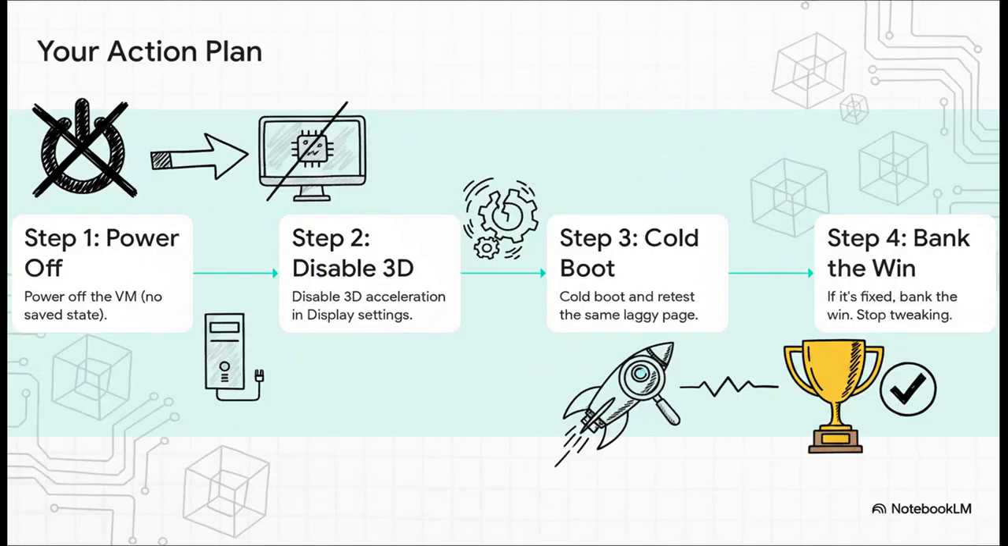Okay, let's bring it all home. Here is your concrete action plan. This is what you should do the second this explainer is over. Power off the VM, no saved state. Disable 3D acceleration, do a cold boot, and go test that same laggy page. And if it's fixed, and there's a really, really good chance it will be, then you stop. That's it. Bank the win. You've found your stable baseline, so stop tweaking.